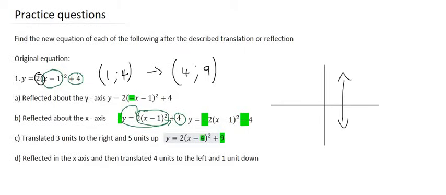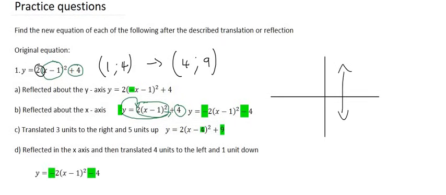Part D says it gets reflected in the x-axis, which is what we did at B, and then we're going to translate it 4 units to the left and 1 unit down. So let's take the answer from B, which is the reflection in the x-axis. So I'll quickly copy that down. And now we can take that reflected graph, and it tells us that we need to translate it 4 units to the left and 1 unit down. So all you have to do is imagine what that's going to do to the turning point.